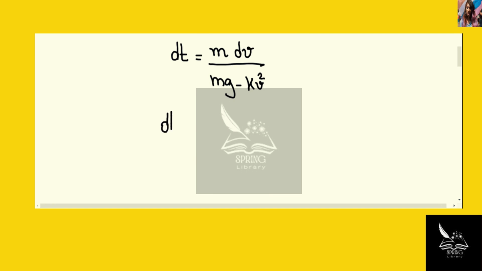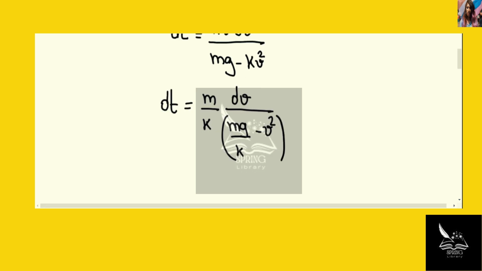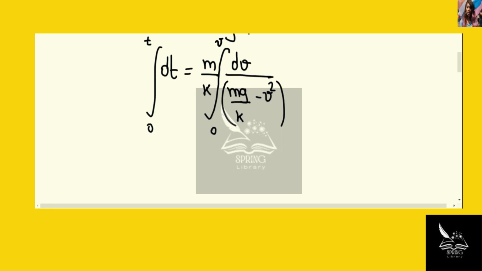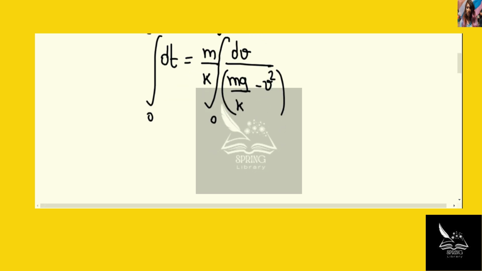So we have that dt is equal to m divided by k times dv divided by mg over k minus v squared. And now we can integrate both sides in order to obtain v as a function of time. Now, this integral is a little tricky to perform, so let me walk you through it.